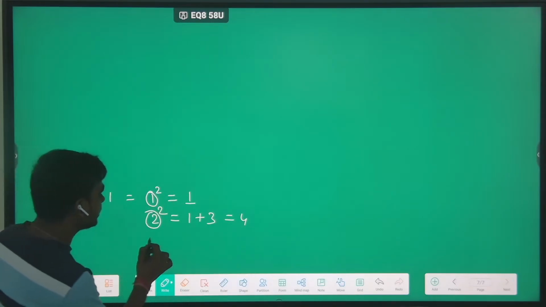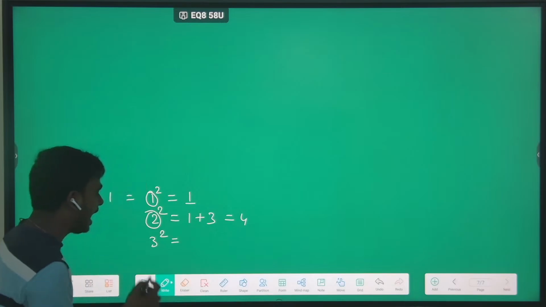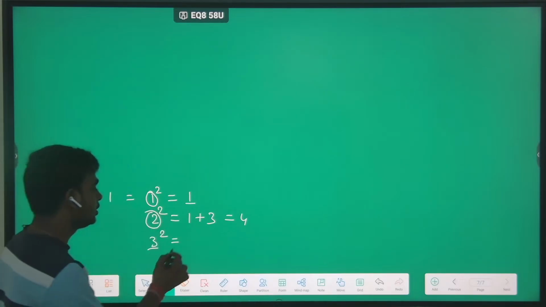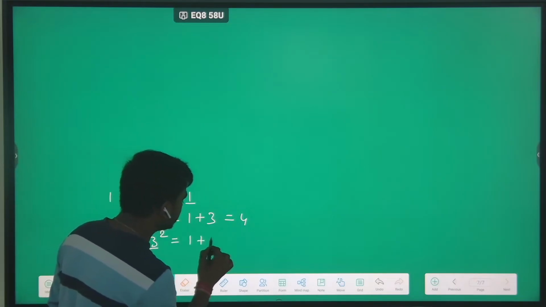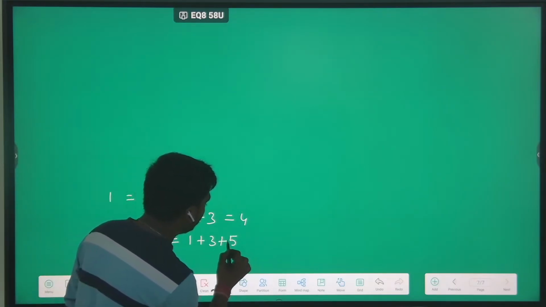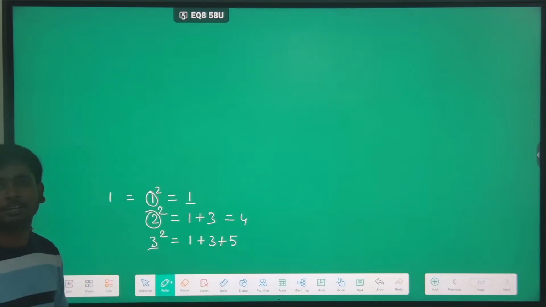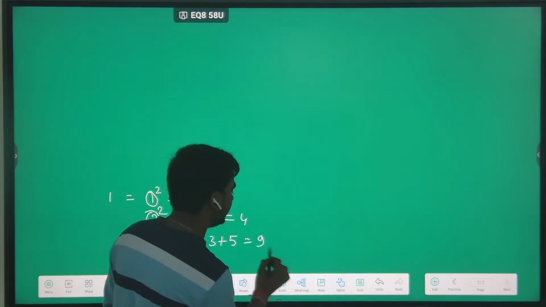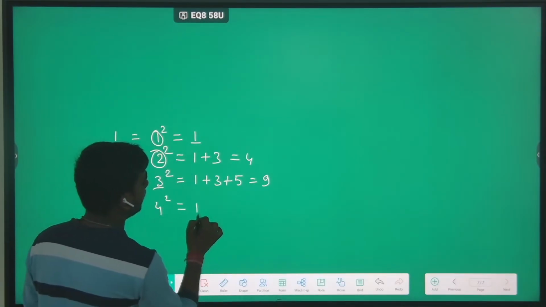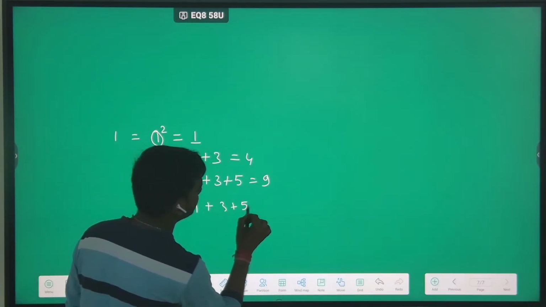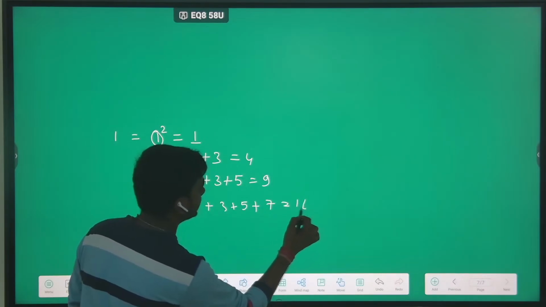Okay. Similarly, for 3 square, what will we do? We will add three odd natural numbers, more specifically. So it will be 1 plus 3 plus 5. 5 plus 3 is 8, 8 plus 1 is 9. So we will get 9 here. Similarly, for 4 square, what will we get? 1 plus 3 plus 5 plus 7. So it will be 16.